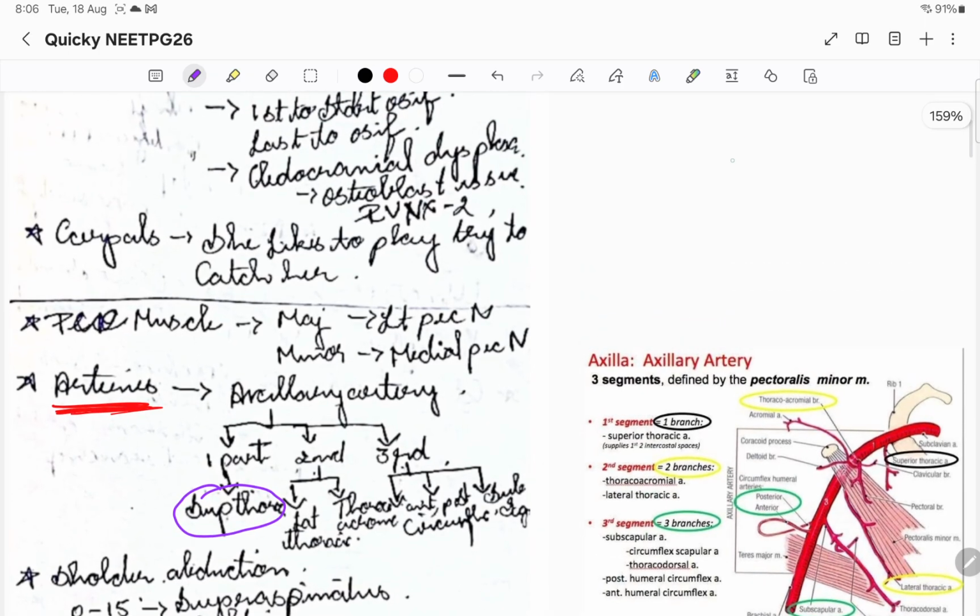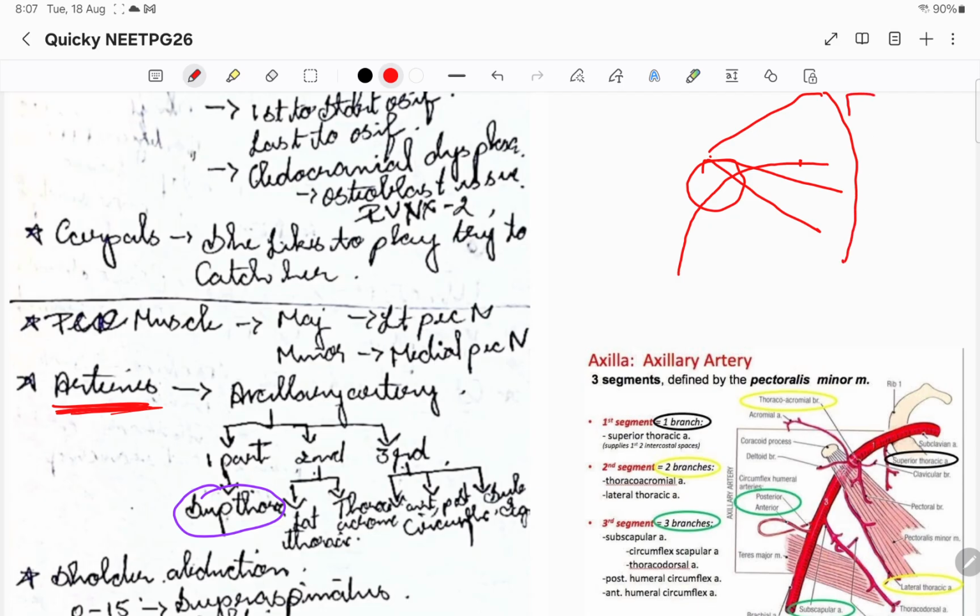See, the axilla is here, and the pectoralis minor muscle is here. Here the artery is going. So this is the first part. This is the thorax, this is the sternum. This first part is giving rise to the superior thoracic artery, and this is the pectoralis minor.